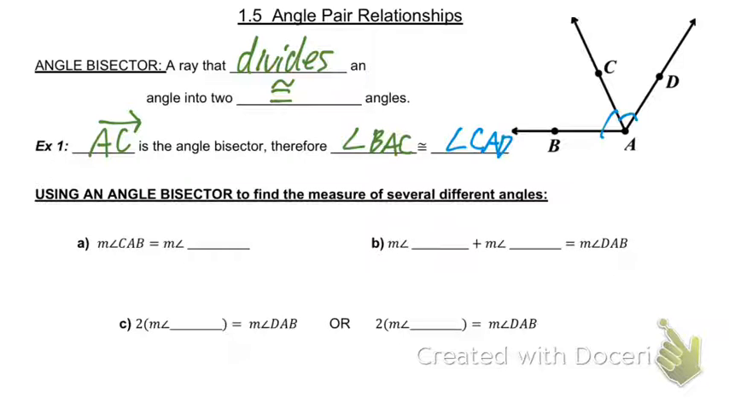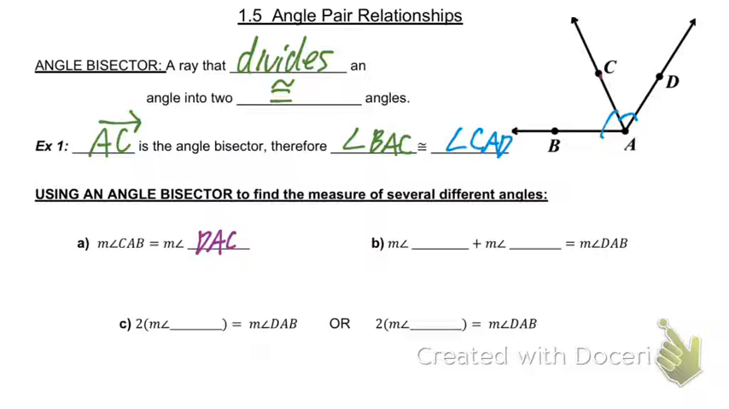So we can use an angle bisector to find the measure of multiple angles here. For example, the measure of angle CAB, the left half of the angle, would be equal to the measure of the right half as well. So it'd be equal to the measure of angle DAC or CAD. Once again, the order of the first and third letters does not matter, but the middle letter, the vertex, has to be the same every time. The measures are equal because they're congruent.